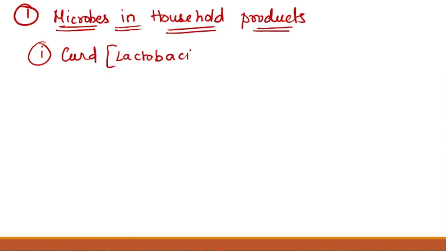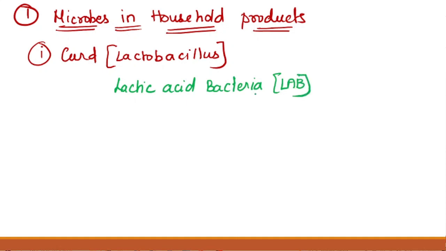Lactobacillus can also be called lactic acid bacteria. We usually call it by a small abbreviation, LAB. They are nothing but lactic acid bacteria. That is helpful for how the curd is being prepared.